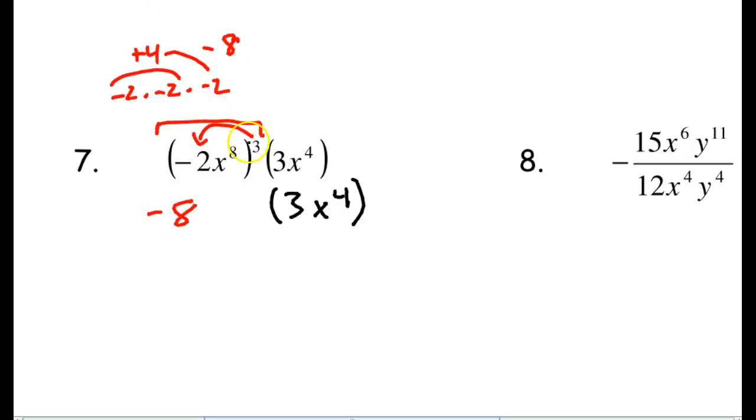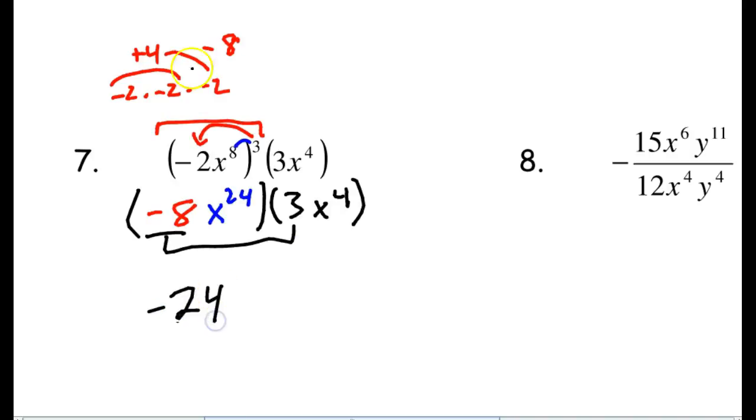And then the x, remember multiply these, it's x to the 24th. And now we can combine these. So we have negative 8 times 3, negative 24. And we have x to the 24th and x to the 4th. Add them this time. So we have two bases, so 28.